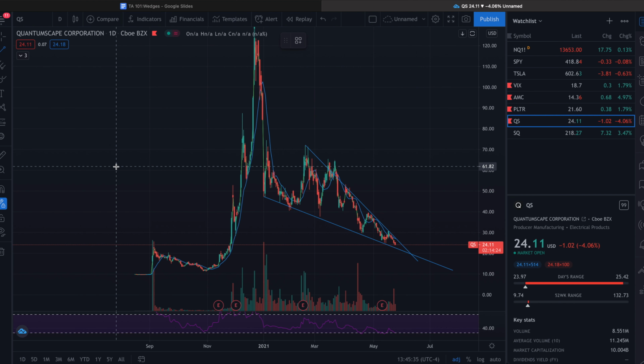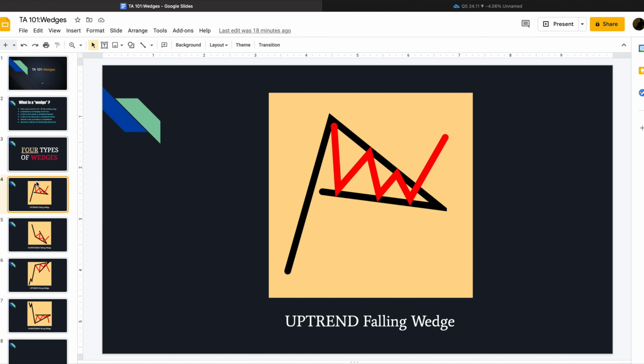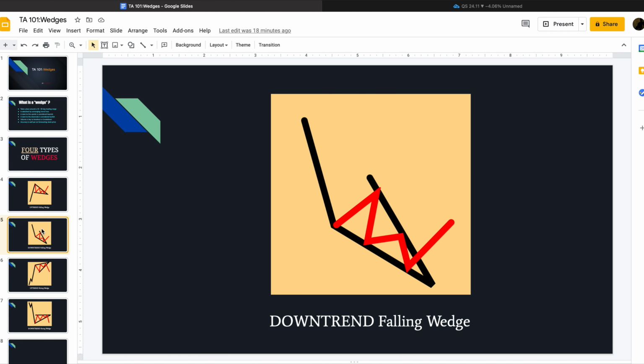So first things first, what kind of wedge is this? As you guys can see, we're coming down from a downtrend. And then we start our wedge formation. We're seeing this cone shape. We're starting to contract, right? Now we've been going downwards. However, I am expecting a breakout to happen soon. So now going back to the chart, this one fits, as you guys can see, the downtrend falling wedge.